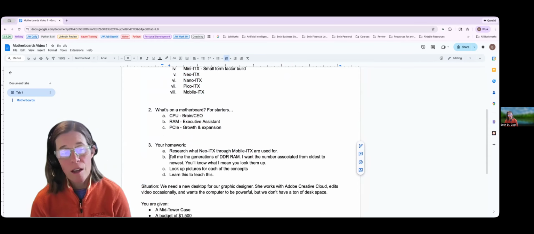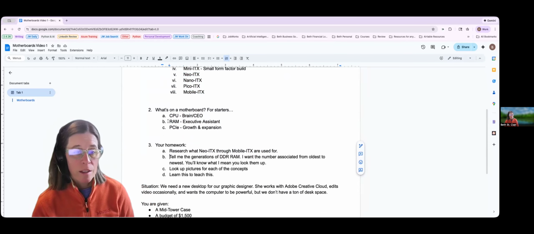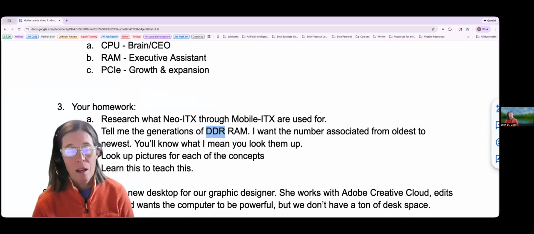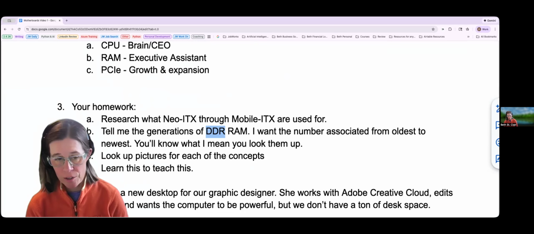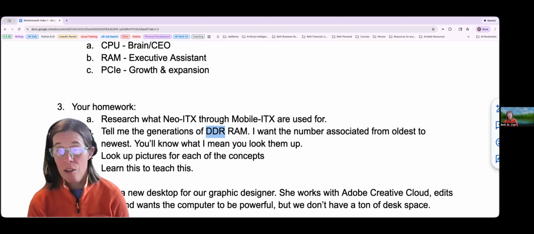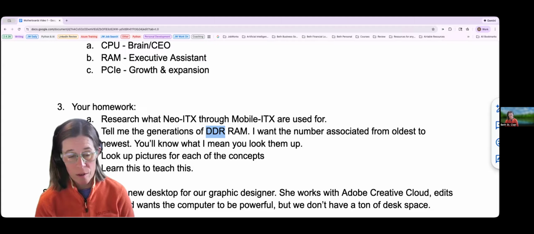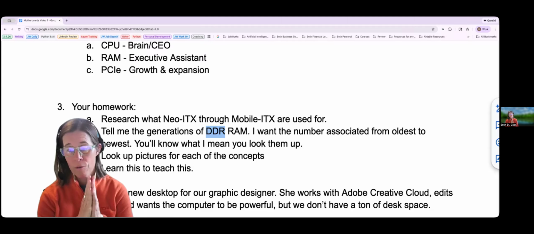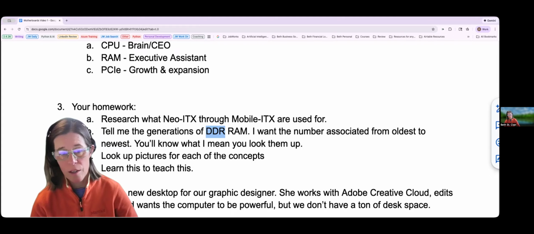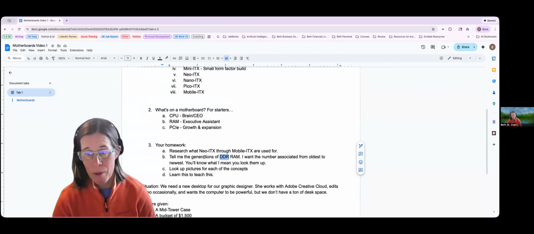Next, I want you to look at RAM. There's a specific type of RAM, it's called DDR. And I want you to look at the generations of DDR RAM. So there's going to be a number associated with it. DDR RAM with a number. I want you to put it in order from oldest to newest, and you will know what I mean when you look them up.